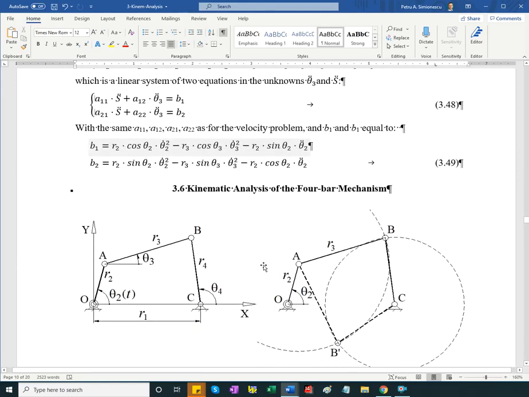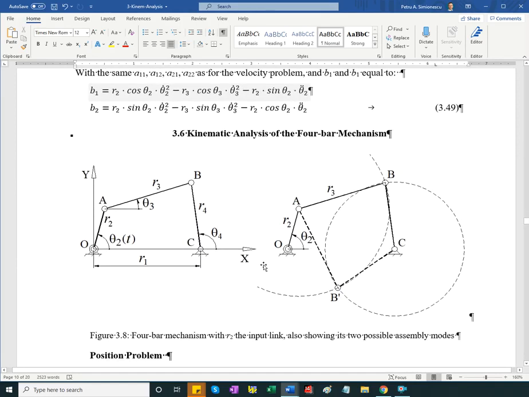Okay, the 4-bar mechanism is the most involved of the simple mechanisms, and we're assuming the input to be theta 2. We know R1, R2, R3, R4. If I have theta 2 given, I want to find theta 4. For a given theta 2, as you can see here, I have two possible assembly modes. One as shown to the left, the other one would be flipped or mirrored about line AC.